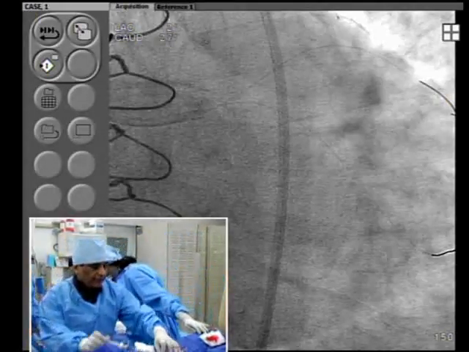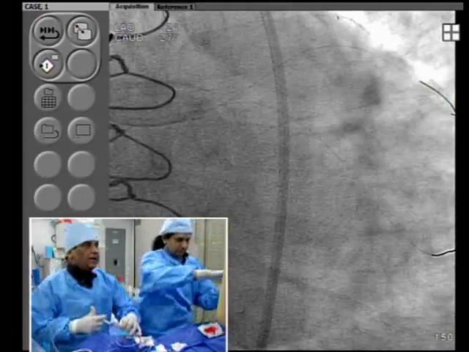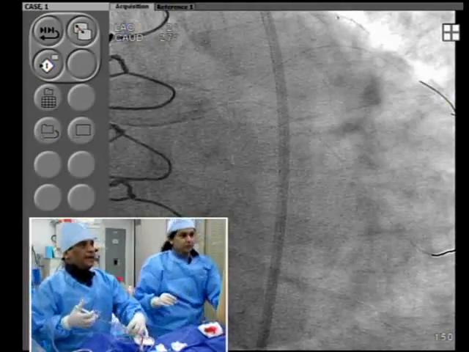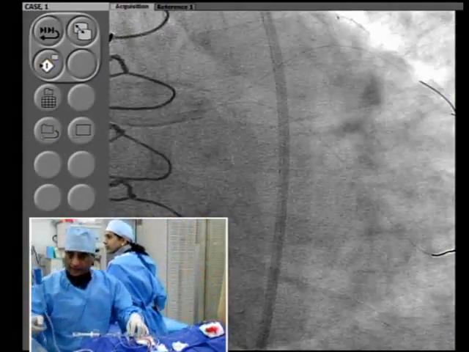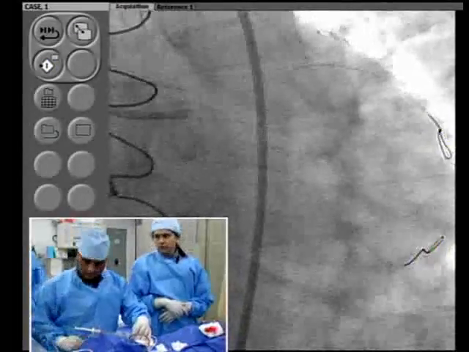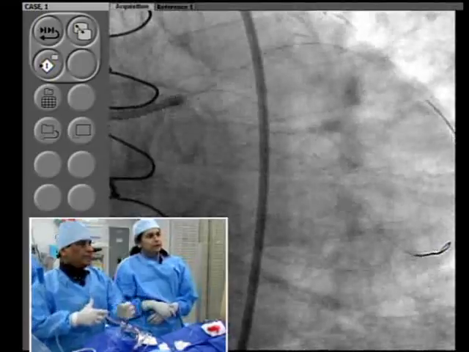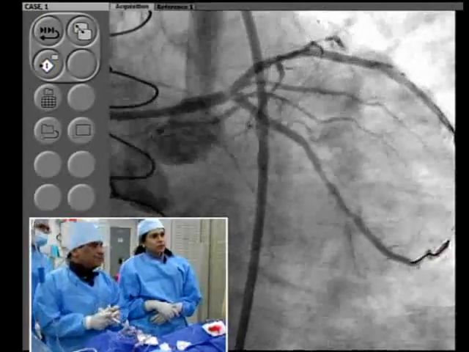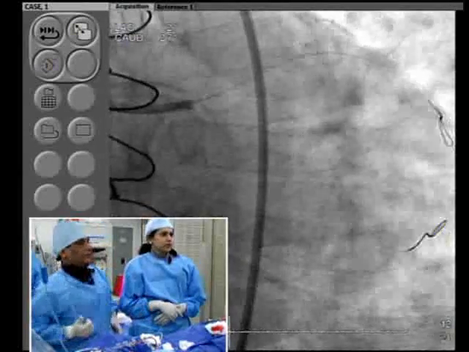Now we have wired both the lesions, and the question is, let's take a picture, because to me the OM lesion is more significant compared to the ostial circumflex. We can go directly to stenting with that OM. Yeah, see, 2.5. This is the picture we are taking now, with the two wires. 2.5, 2.75, 2.75, 28 Zions.